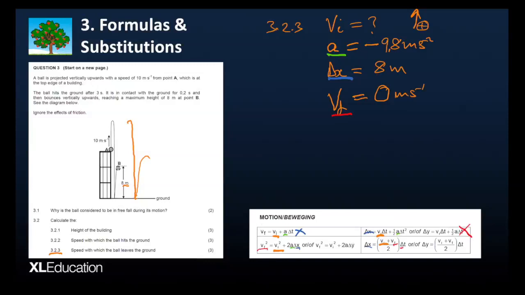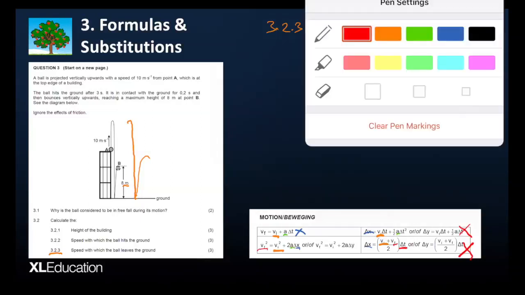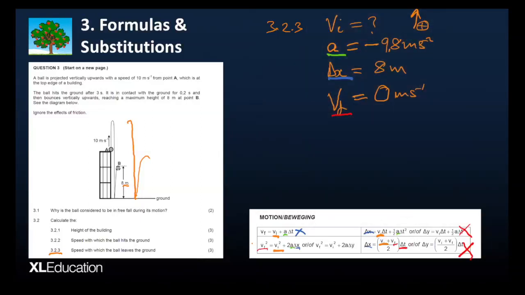But on this one, we still don't have time. So that also rules this one out because it has another unknown, which is time. So we are going to choose this as our correct formula. Now we are writing it down so that we score our marks.